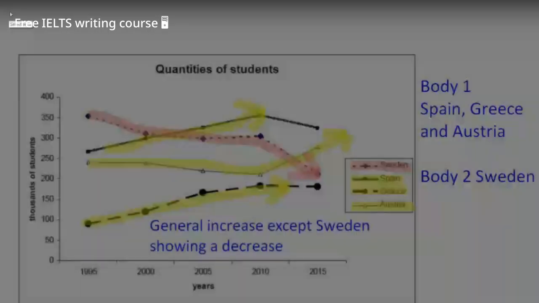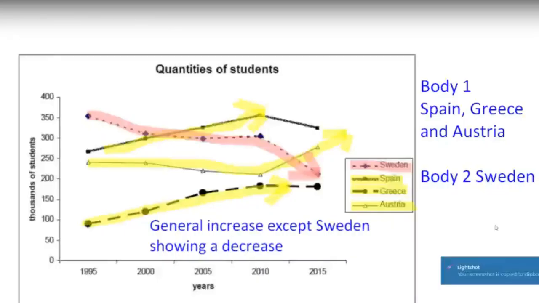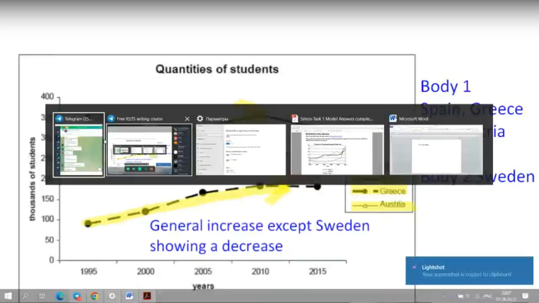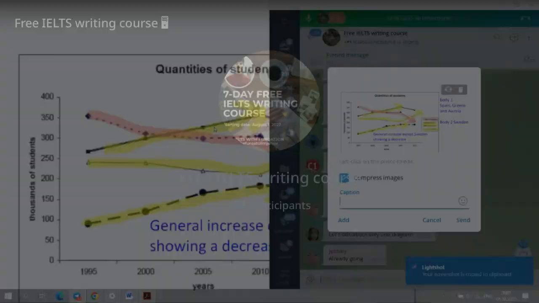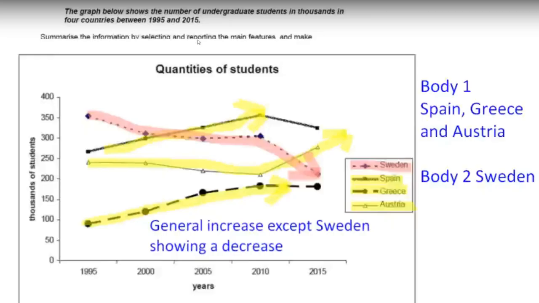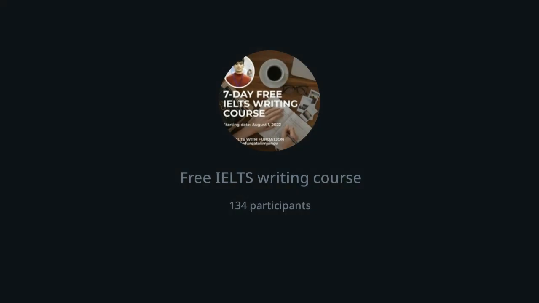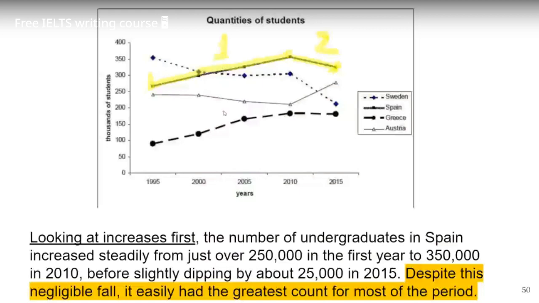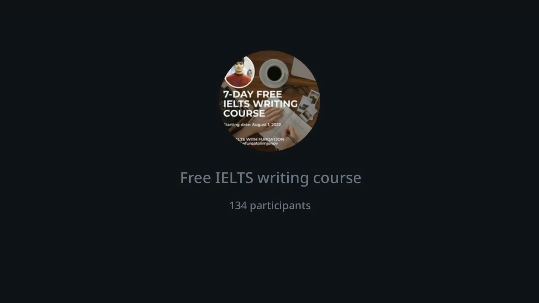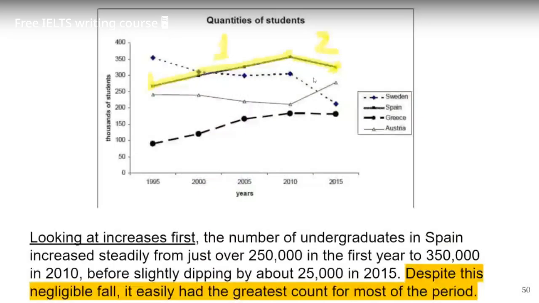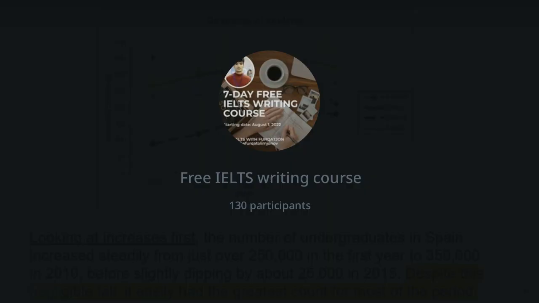Now we'll write body paragraphs. Now I will explain how to write body paragraphs. In body paragraphs, here's how you should write. First, you talk about them one by one. As you can see, Spain can be divided into two parts: first we have a constant increase, then we have a decrease. Here's how you can start your sentence. Looking at increases first. Why do we say it? Because we're talking about increases.